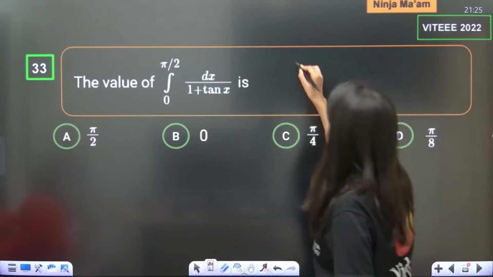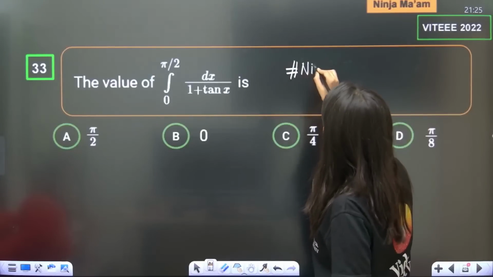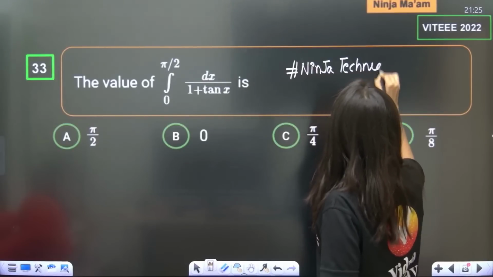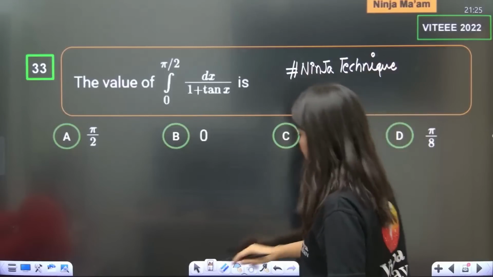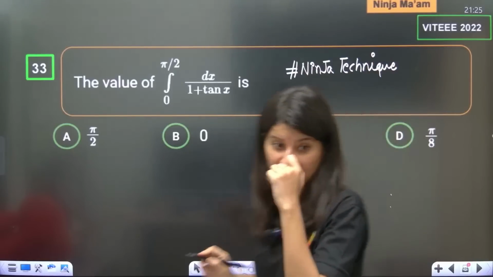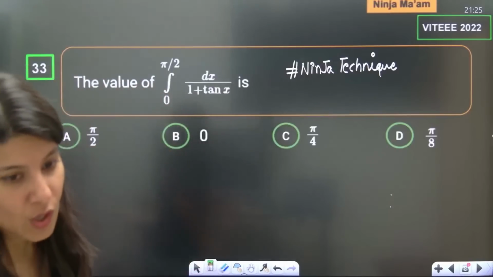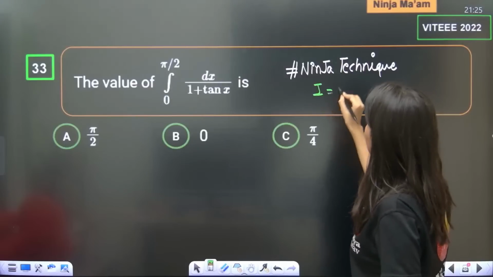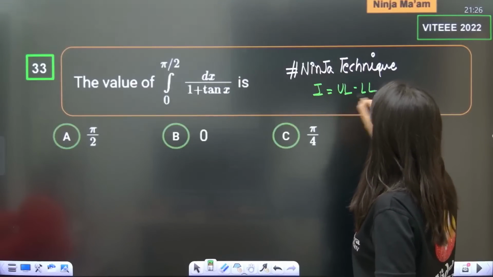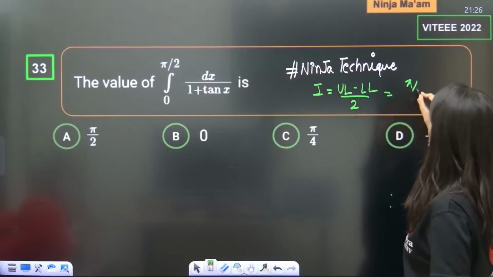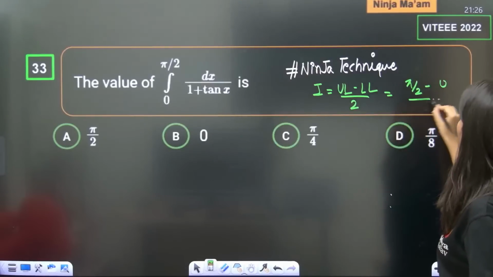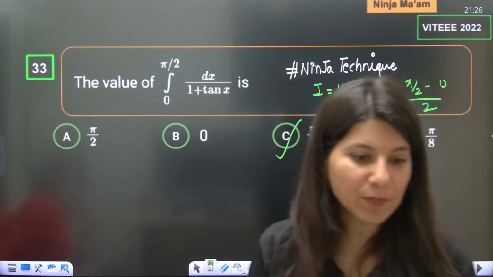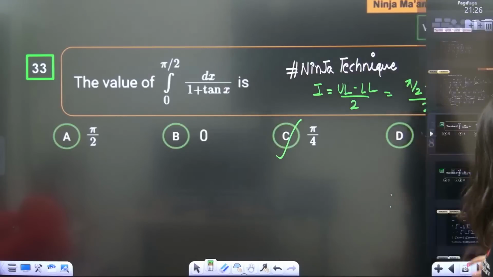See, now this question is done by hashtag Ninja Technique. Okay. Alright. Yes. So, Ninja Technique says that integration value is upper limit minus lower limit by 2. So, pi by 2 minus 0 upon 2. Pi by 4, option C is absolutely right. Advanced session, yes, we are going to do advanced session also.